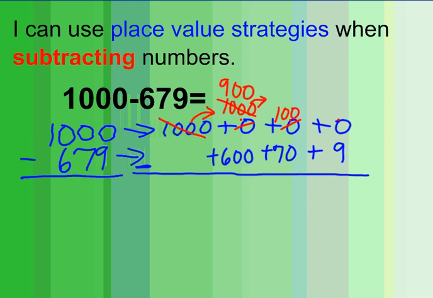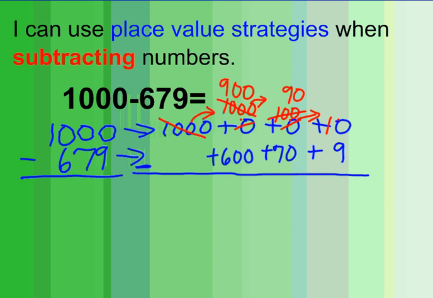I regrouped here. I have 100. But now I still need a 10 for my ones place because I cannot subtract 9 from 0. So I am going to subtract a 10 from 100. I'm left with 90. And I move that 10 over. Now I'm all set. All of my top numbers are bigger than my smaller numbers. And I use place value to help me regroup.